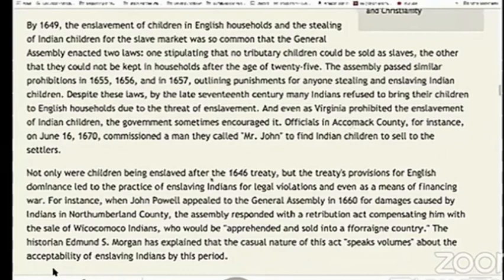Not only were children being enslaved after the 1646 treaty, but the treaty's provisions for English dominance led to the practice of enslaving Indians for legal violations, and even as a means of financing war. For instance, when John Powell appealed to the General Assembly in 1660 for damages caused by Indians in Northumberland County, the Assembly responded with a Retribution Act compensating him with the sale of Wicocomoco Indians, who would be apprehended and sold into a foreign country. The historian Edmund S. Morgan has explained that the casual nature of this act speaks volumes about the acceptability of enslaving Indians by this period.